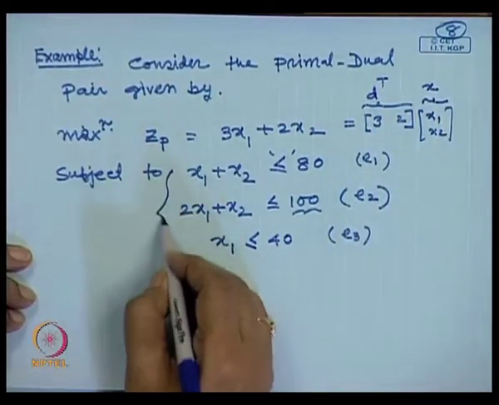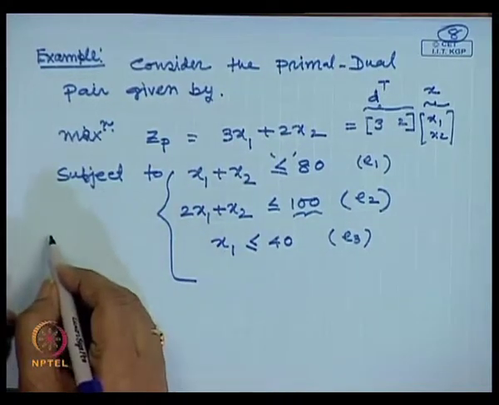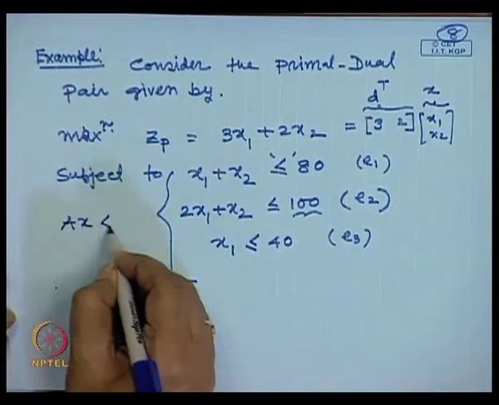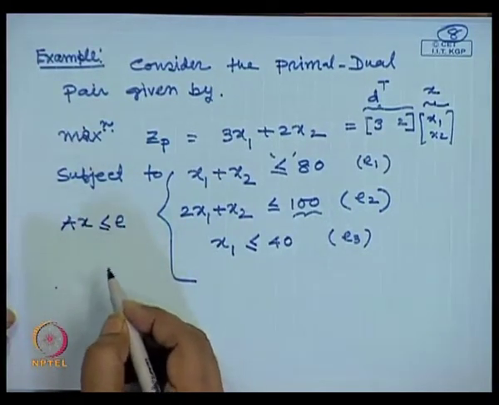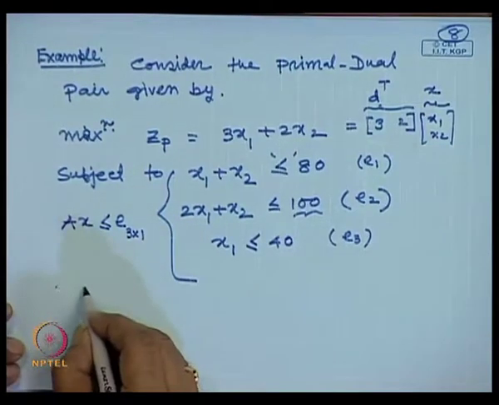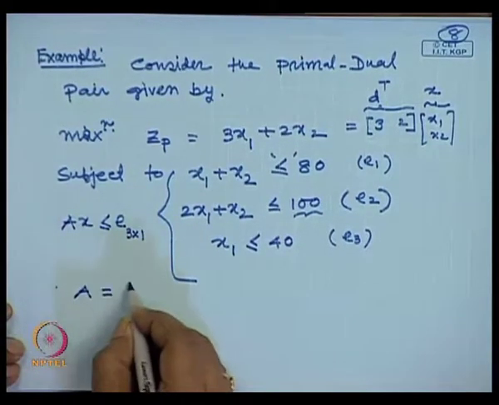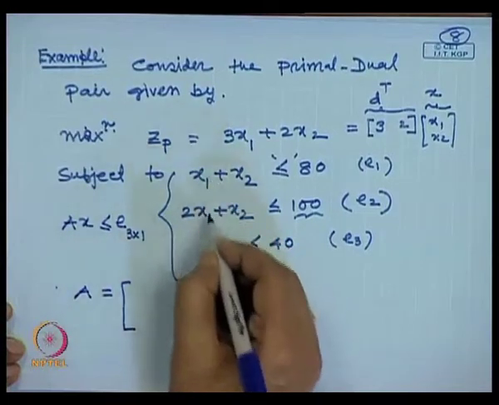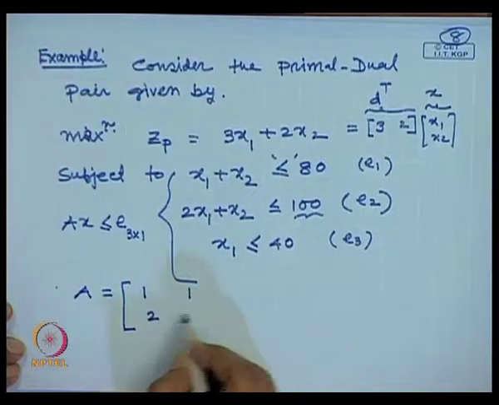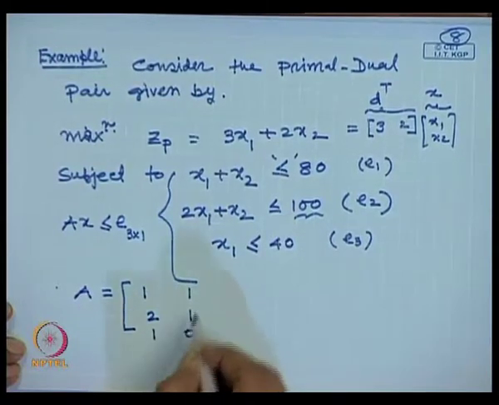So, this set of equations I can write in matrix form, that is A x is less than or equal to a vector E whose dimension is 3 cross 1. And now, we identify what our A is. In our case, from these three equations one can write A as 1 1, 2 1, 1 0. This is our A.